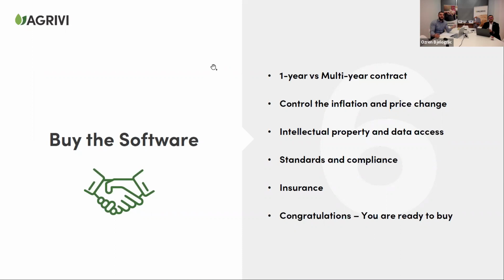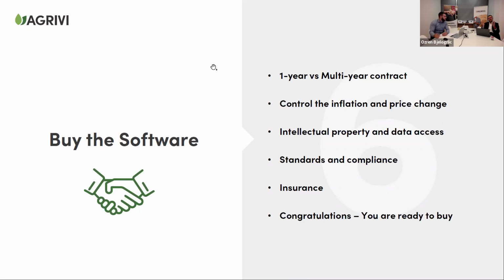The reason for that is that you might get significant discounts for the multi-year contract, and it also touches on the second point, where you control the inflation and price change, as certain vendors might increase their annual fee, right? So you might be paying a lot more with inflation, but if you decide to purchase the multi-year contract, you are focusing on capital expenses or investments.